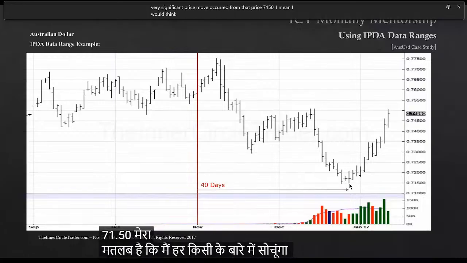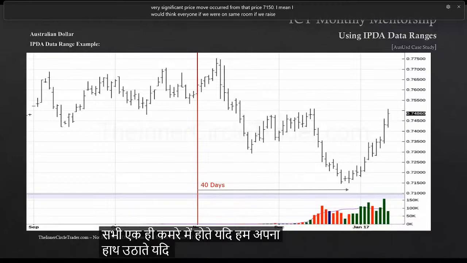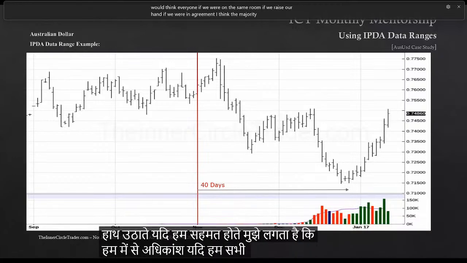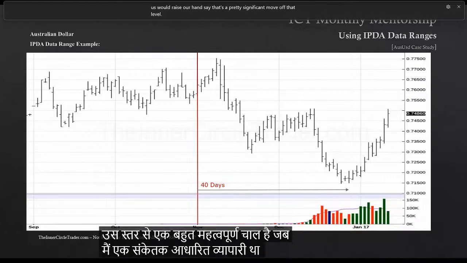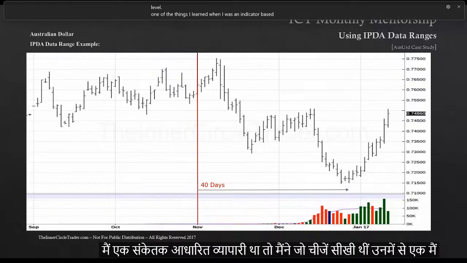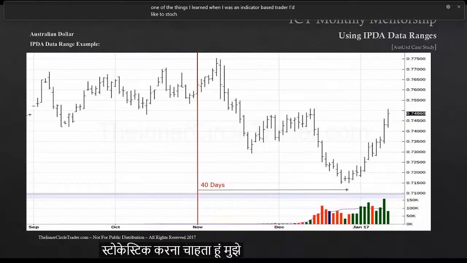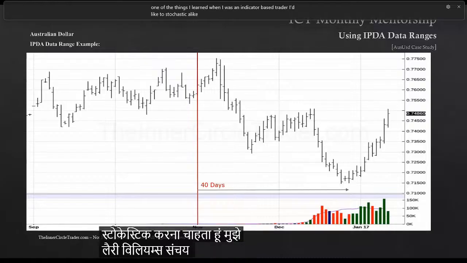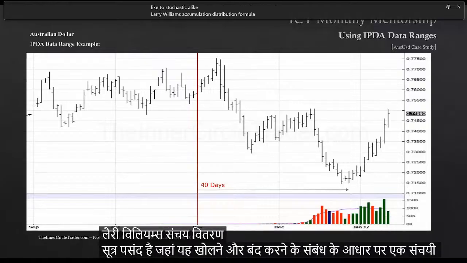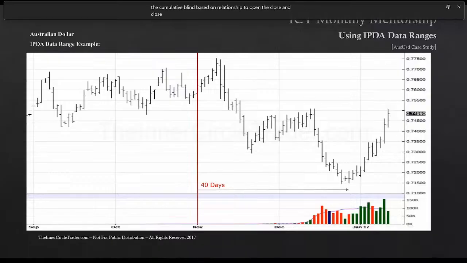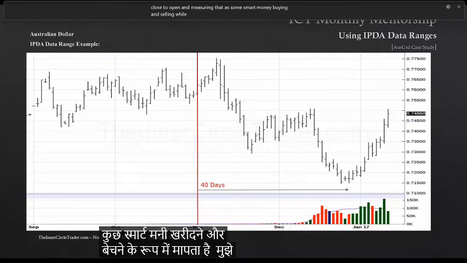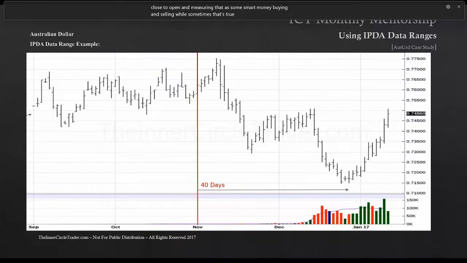I mean, I would think everyone, if we were all in the same room and we raised our hand, the majority of us, if not all of us, would say that's a pretty significant move off that level. One of the things I learned when I was an indicator-based trader: I liked the stochastic, and I liked the Larry Williams accumulation distribution formula, where it plotted an accumulative line based on the relationship of open to close and close to open, measuring that as some smart money buying and selling. While sometimes that's true, not always, and it didn't always give you a divergence.